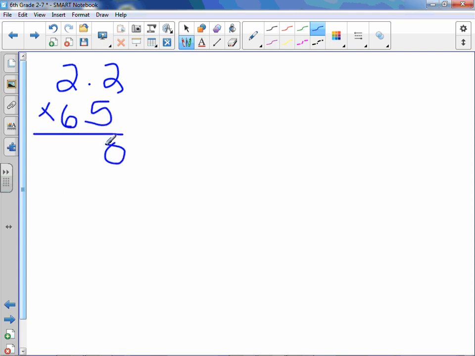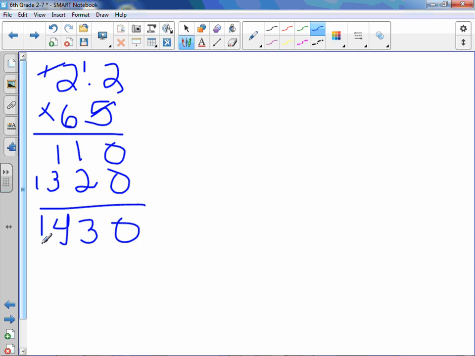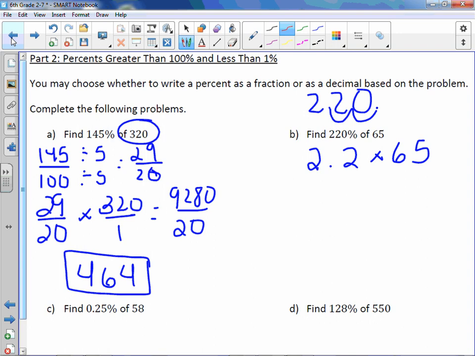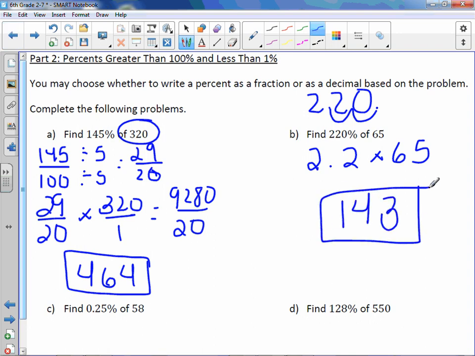5 times 2 is 10. 5 times 2 is 10, plus 1 is 11. Put a placeholder. 6 times 2 is 12. 6 times 2 is 12, plus 1 is 13. Add them up. And we have 1 digit behind the decimal point, which is 143.0, or just 143. So our answer is 143. And I think I'm going to stick with the decimal method, save myself some work.